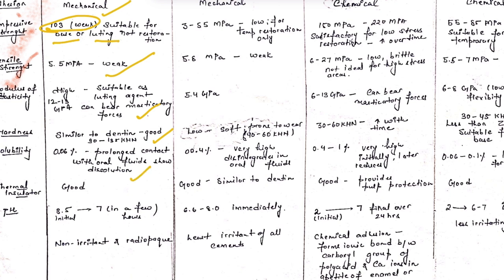Solubility, it is fine, it is not that much, but if it stays in contact with the oral fluids for a very long time, then it leads to dissolution. Then thermal insulation, it is good, it provides very good thermal insulation actually. And the pH, the initial pH is very acidic, 3.5. It takes a few hours to get to a neutral pH, which can be seen both as an advantage or disadvantage. The advantage is that it does reach the neutral pH, but it takes a few hours. Okay, so initial pH is acidic.